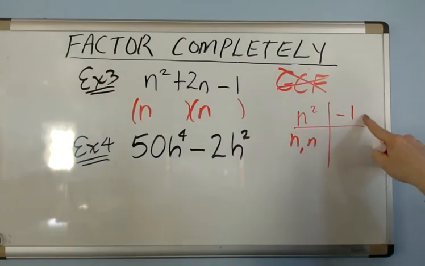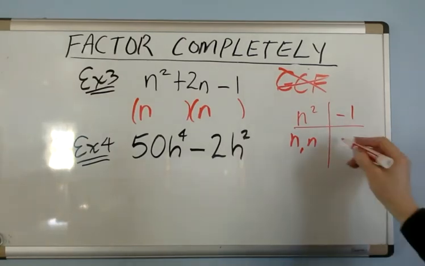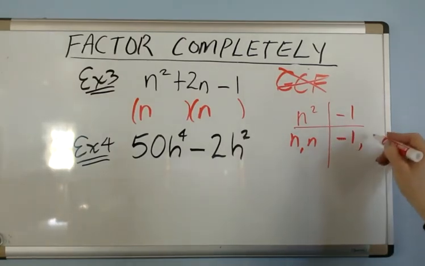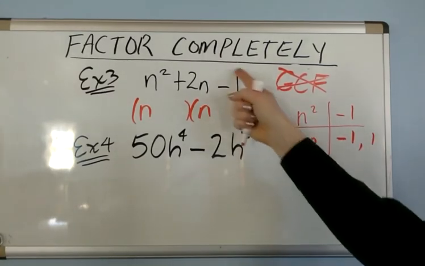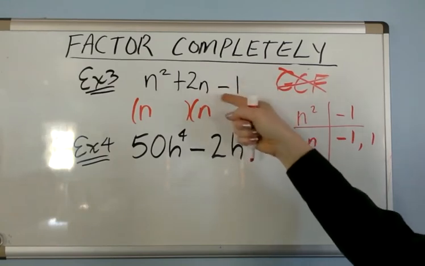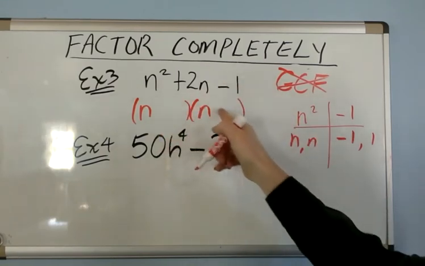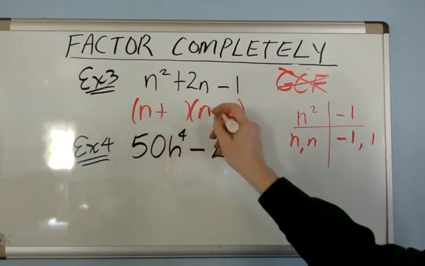And negative 1 is a prime number. Well, it's a negative prime number. The only way I can get negative 1 is negative 1 times 1. That's my only possibility. The constant term is negative, so I know I'm going to have different signs in each set of parentheses, a plus and a minus.